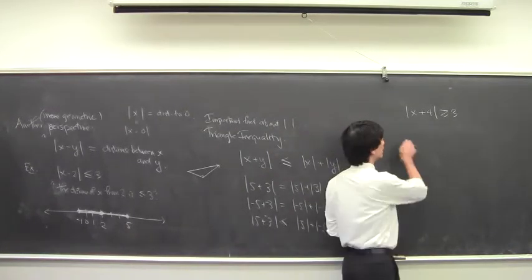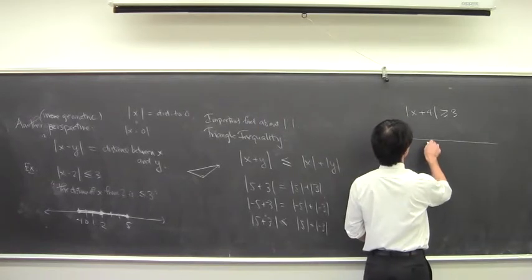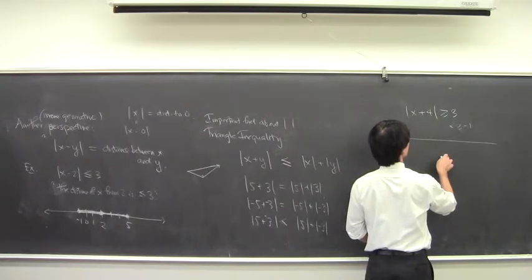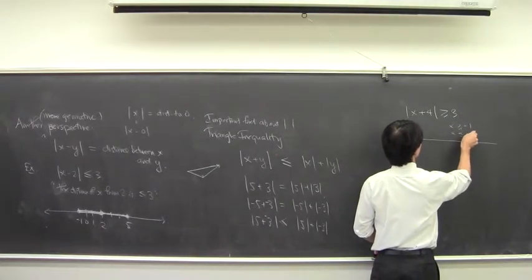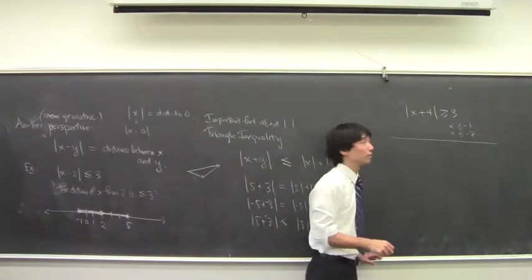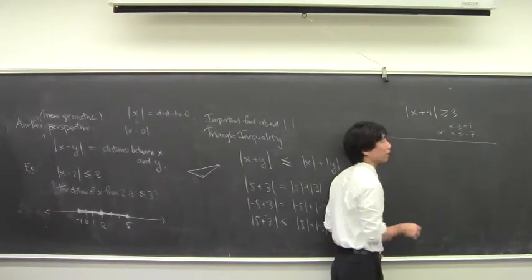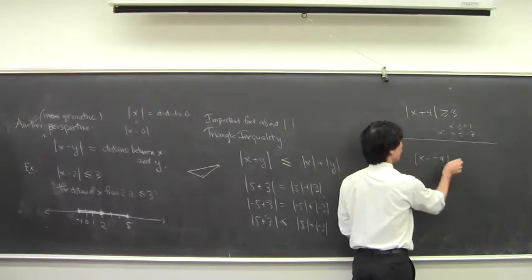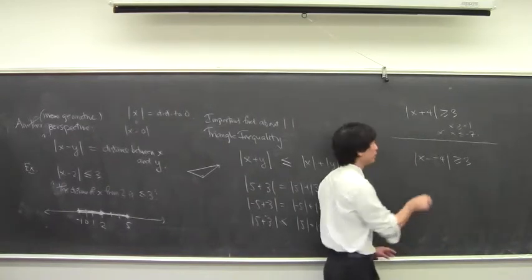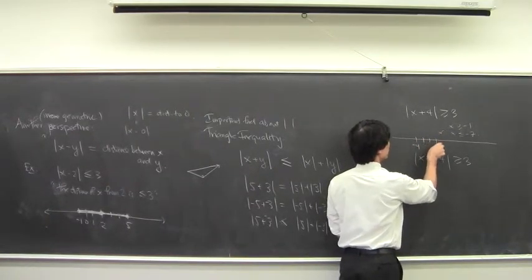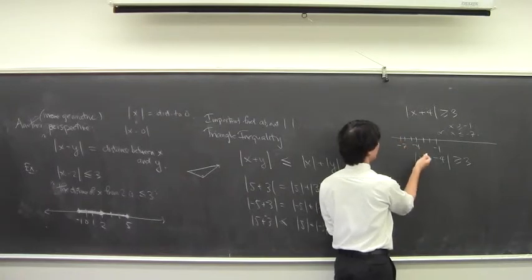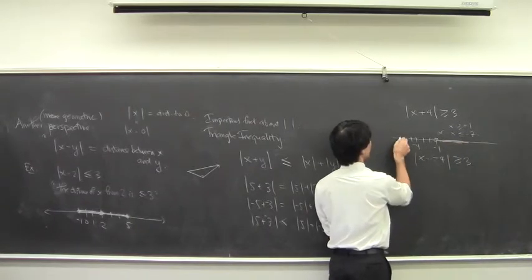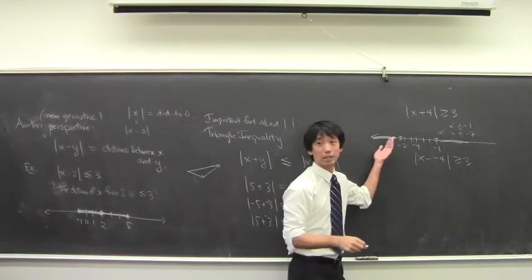x is greater than or equal to -1. Okay, so x is greater than or equal to -1, or x is less than or equal to -7, right? So greater than or equal to -1 or less than or equal to -7. Why? Because the distance from -4 has to be bigger than 3, right? So here's -4. The distance has to be bigger than 3, right? So we have to be outside of here, and we have to be outside of here, or we could be outside over here.